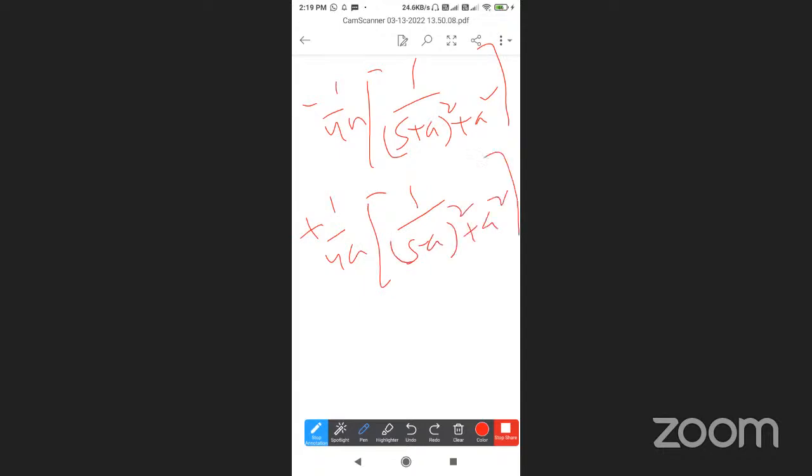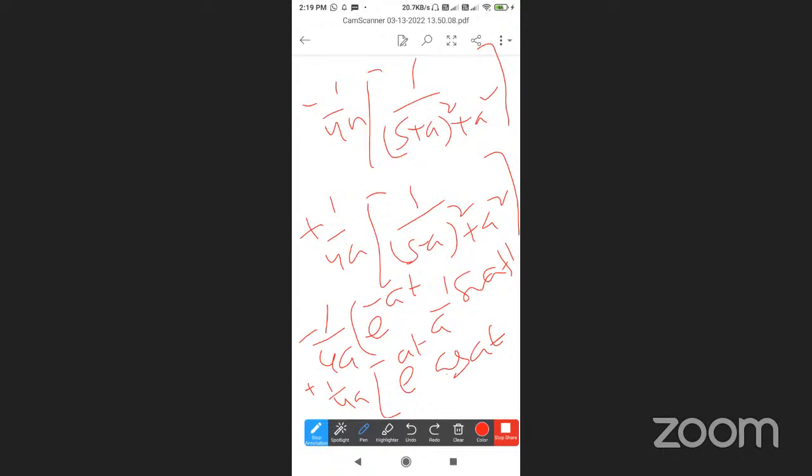Now we use the first shifting formula. What is the first shifting formula? This is the first shifting formula: e power of minus at into 1 by s square plus a square, which gives 1 by a sin at. This is the term of the first fraction. What is the second fraction? Plus 1 by 4a into e power of at, because s minus a, 1 by s square plus a square gives cos at. Got it?